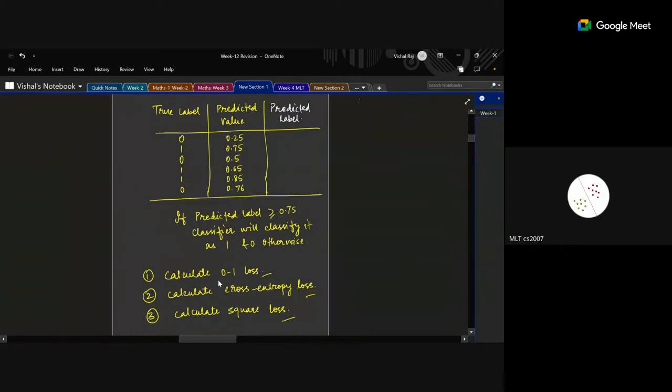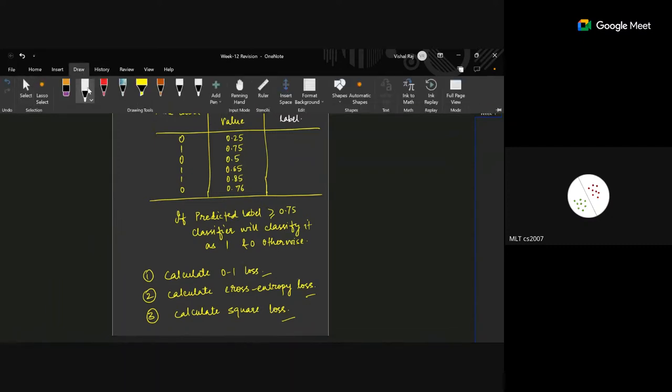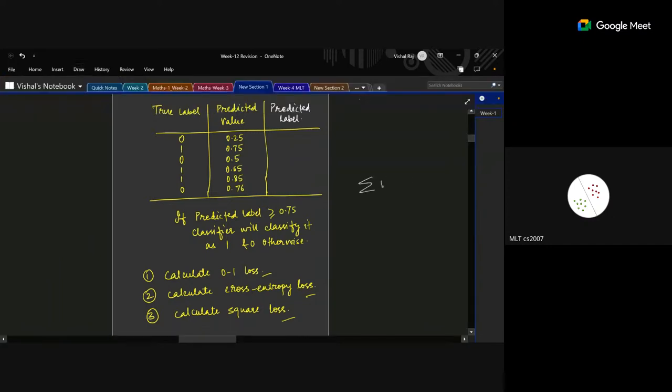Log loss. Basically, summation of y_i into log of the probability value, right? If you have some predicted value in the form of probability, how do you write it? You write it like this. Summation of, this is how you write. Okay. Summation of minus one. Correct?